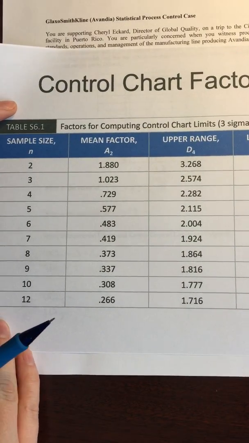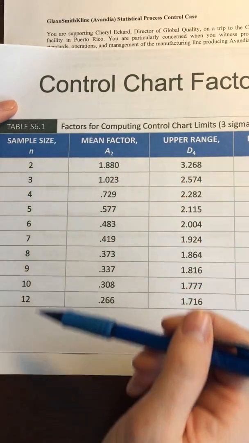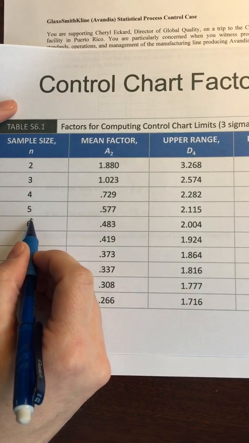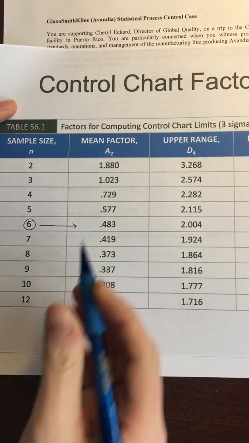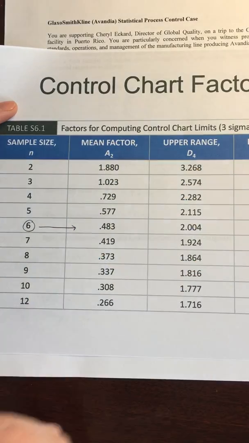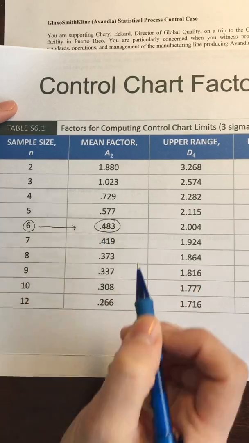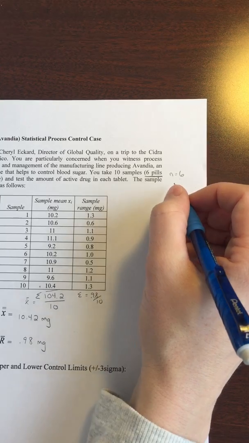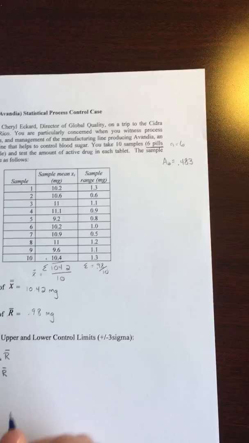The way this works is that we have to determine what our sample size is, and this is very important. Again, it's not the total number of times that you went out to the line, but how many samples were in each grab. In this case, our N is 6, right? There are 6 pills that we're taking with each sample. So our A2 value for calculating the X bar chart upper and lower control limit is going to be 0.483. So we're going to plug that back in here. Again, based on an N of 6, our A2 value is going to be 0.483.